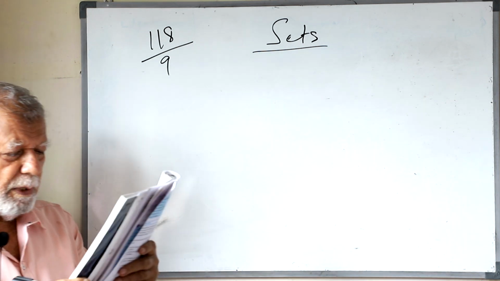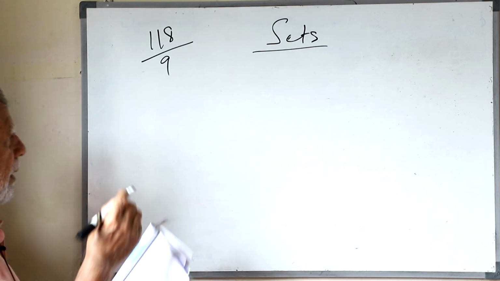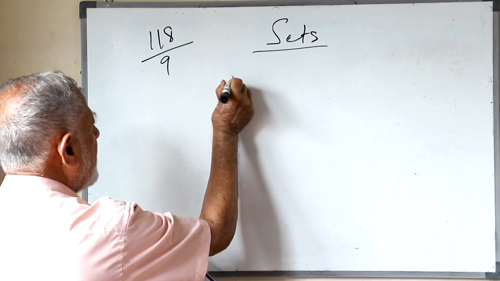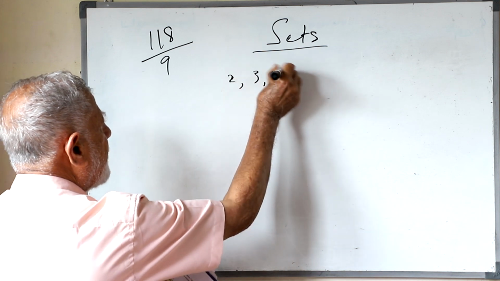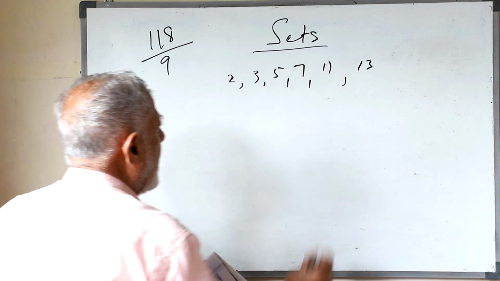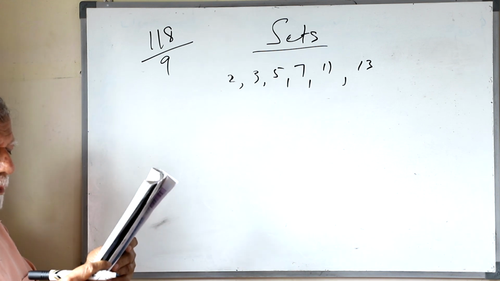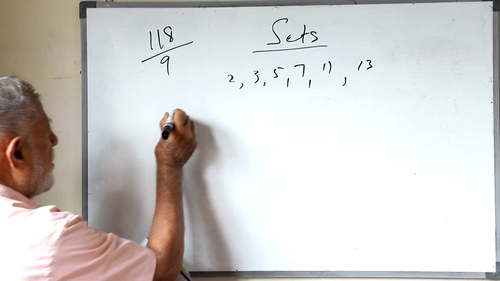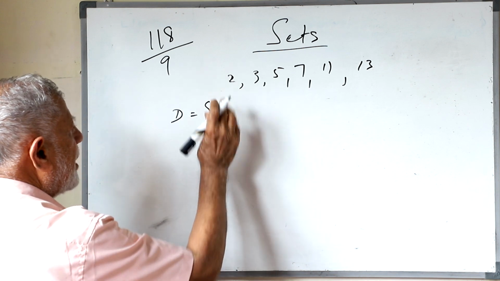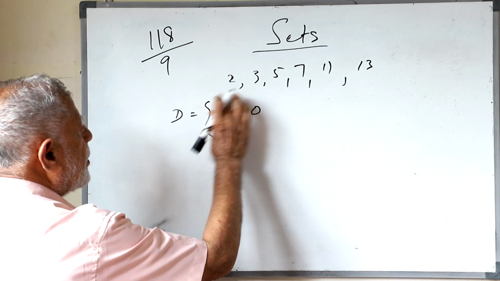The numbers between 0 and 20 which are the product of two prime numbers. First of all, the prime numbers are 2, 3, 5, 7, 11, 13 and so on. The set should be numbers between 0 and 20 which are products of two prime numbers. So D will be the products of two prime numbers: 2 times 3 is 6, 2 times 5 is 10, and it should be between 0 and 20, so 2 times 7 is 14.